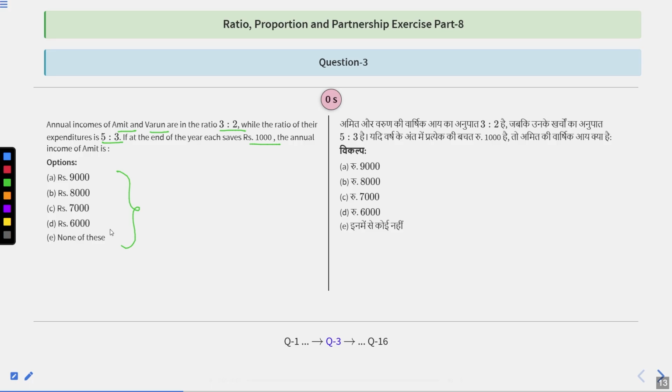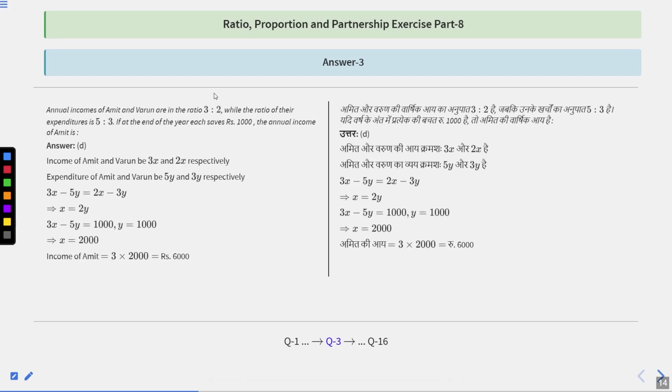Now time's up. Let's see the solution. The question says that the income of Amit and Varun is 3:2. So the income of Amit is 3x and the income of Varun is 2x. Now the expenditure of Amit is 5y and Varun's expenditure is 3y. According to the question, 3x minus 5y equals 2x minus 3y, because at the end of the year they each save 1000, so their savings are equal.